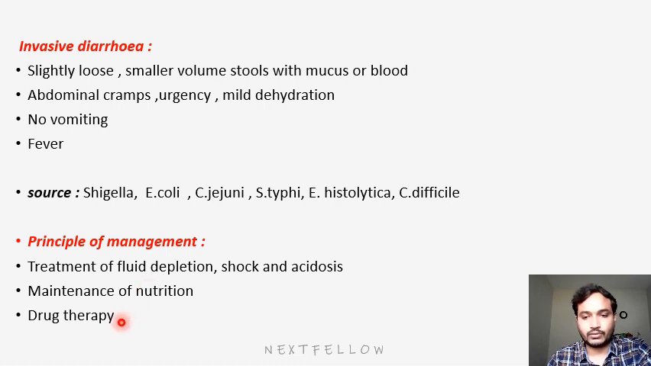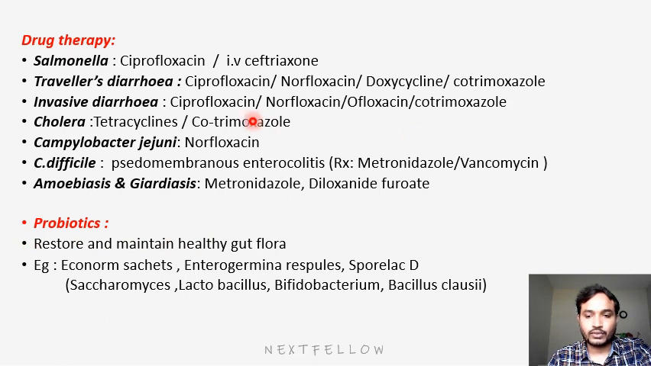Next, drug therapy. What are the drug therapies? We will see in the following slide. First, mostly antibiotics will be used in drug therapy. Salmonella infection will have ciprofloxacin or IV ceftriaxone. For traveler's diarrhea: ciprofloxacin, norfloxacin, doxycycline or cotrimoxazole. In invasive diarrhea we will use ciprofloxacin, norfloxacin, ofloxacin or cotrimoxazole. Next, for cholera, tetracyclines or cotrimoxazole. For Campylobacter jejuni, we will use norfloxacin.